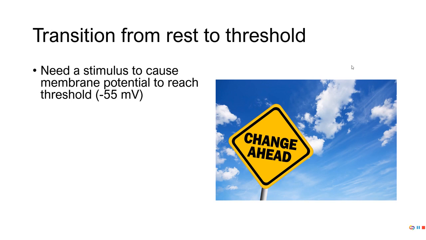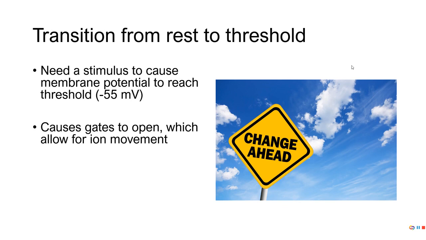Once we get to that negative 55, that's where all the fun stuff happens. Because these gates open, ions move. Okay? If we reach negative 55, that action potential will occur. There's nothing we can do to stop it. Once it goes, it goes. It's kind of like the all or none principle. Not kind of, it is. Either you have an action potential or you don't. And that's tied into muscle contraction too. If your muscle has an action potential, you'll have contraction.